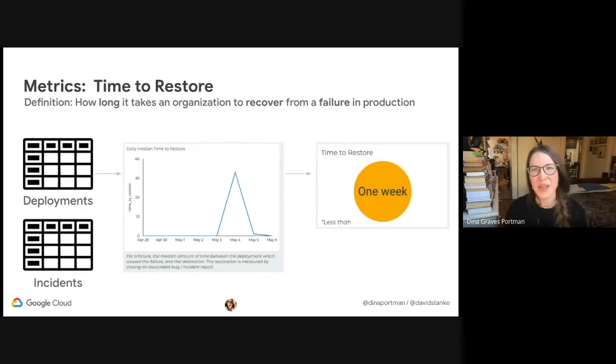Okay, time to restore, which is how long it takes an organization to recover from a failure in production. So we don't care whether this is a rollback, a roll forward, a hot fix, whatever. The only thing we care about is that the user may have been experiencing a failure and then is not experiencing a failure. Once the user gets to the place where they're not experiencing the failure anymore, then we're considering that as restored. And to measure this, we're using the same two tables as we did before: incidents and deployments, joining them together. Again, ideally, we know when the deployment happened, because that is when the incident happened.